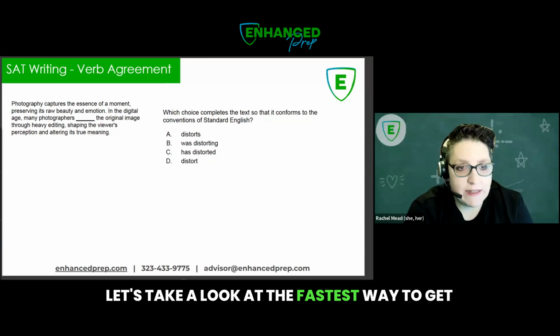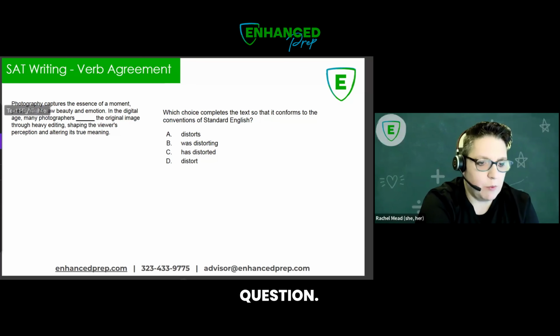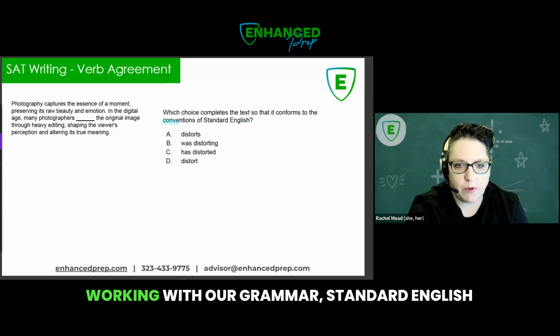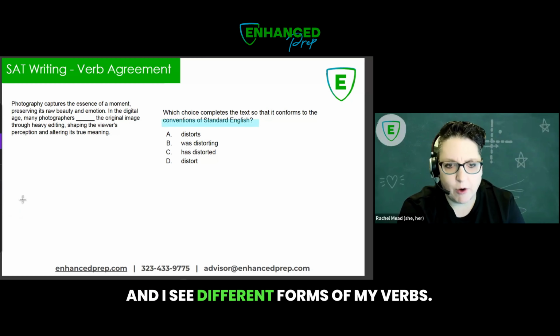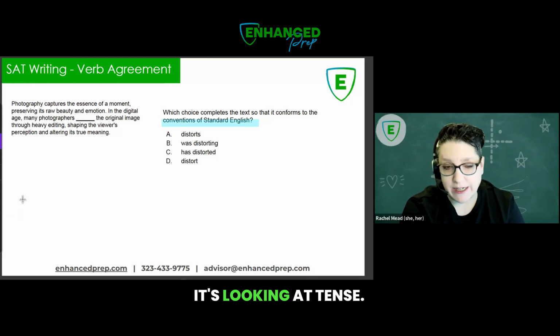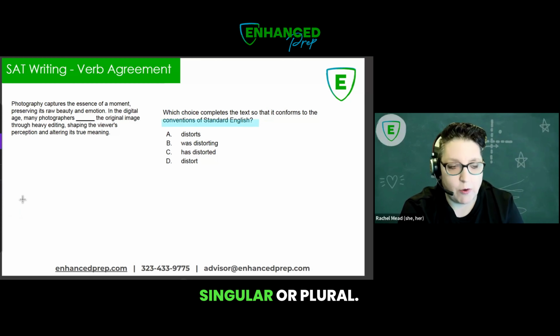Let's take a look at the fastest way to get through this SAT writing and language question. We can see here that we're going to be working with our grammar, standard English conventions, and I see different forms of my verbs. It's looking at tense. It's also looking at verb agreement, being singular or plural.